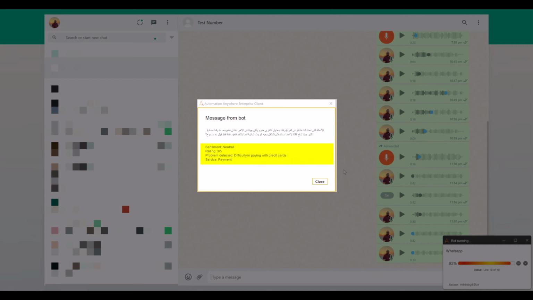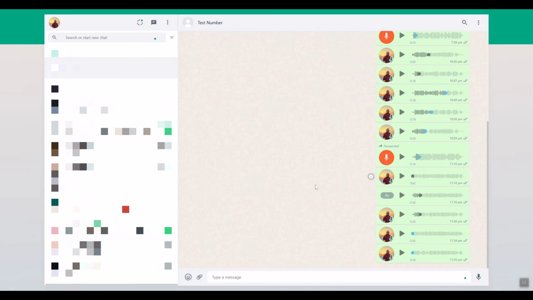The sentiment is neutral. Rating is 3 over 5. The problem was difficulty in paying with credit cards. The service related to the complaint was payment. And there you have it.